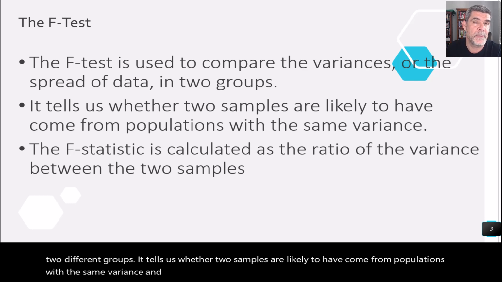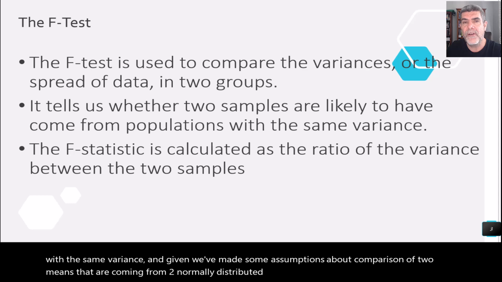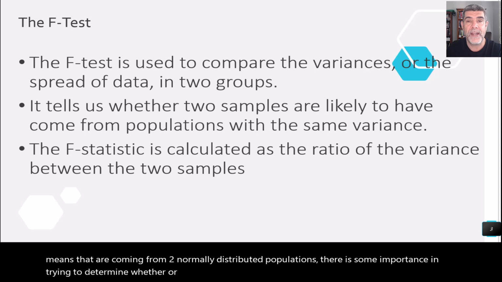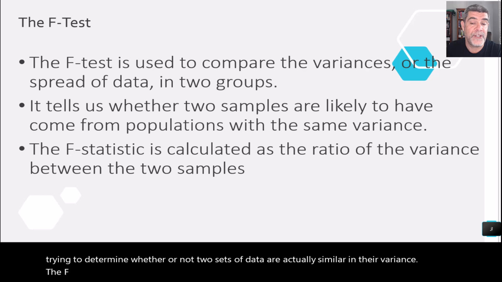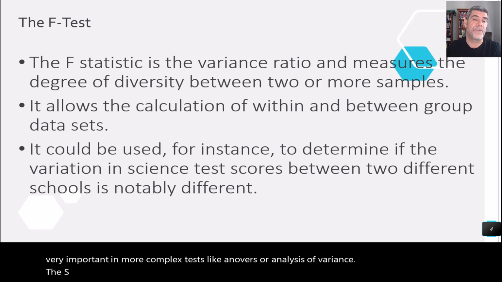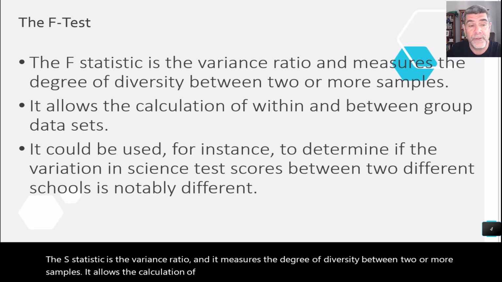And given we've made some assumptions about comparison of two means that are coming from two normally distributed populations, there is some importance in trying to determine whether or not two sets of data are actually similar in their variance. The F statistic is calculated as the ratio of the variance between the two samples, and it's often very important in more complex tests like ANOVAs or analysis of variance. The F statistic is the variance ratio, and it measures the degree of diversity between two or more samples. It allows the calculation of within and between group datasets.